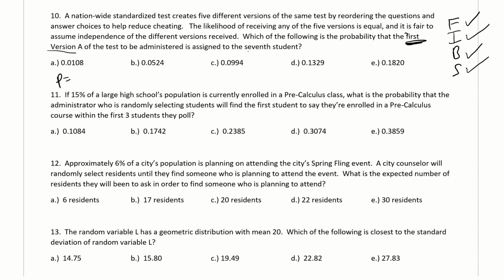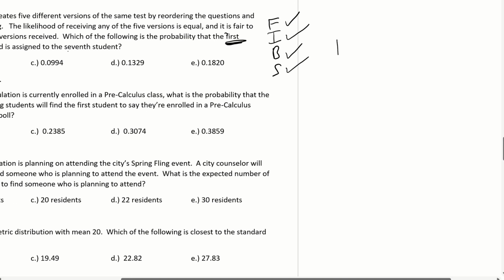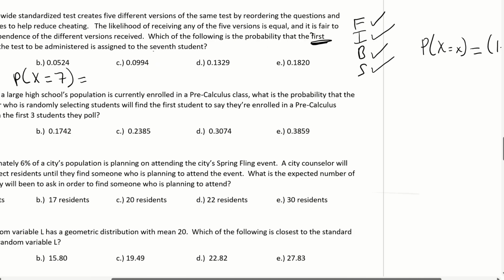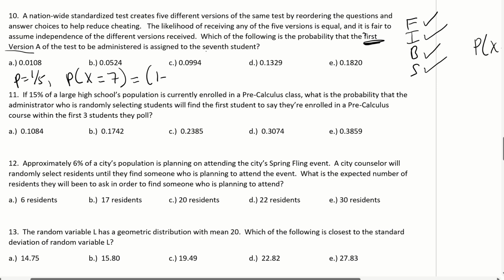So we get p is 1/5, and we want the probability that it is assigned to the 7th student. So when we get to the 7th student, we get 7 people before we get the first success. All right, so remember that the geometric formula is (1 minus p) to the x minus 1 times p. So we can calculate that. We get (1 minus 1/5) to the 7 minus 1, or 6 power, times 1/5.